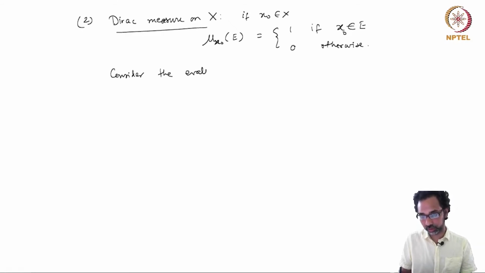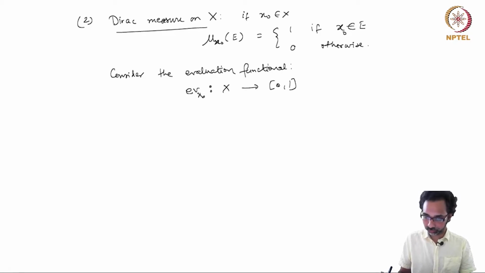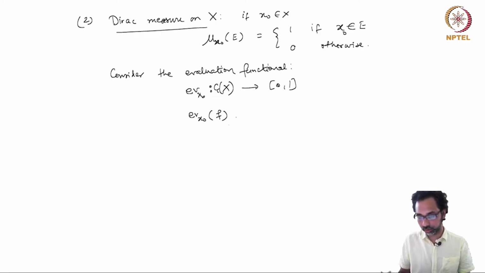the evaluation functional, which is given by, I'll write EV_{x_0} from C_c(X) to R, and this is by definition, if you apply it to a continuous function with compact support, then by definition this is f(x_0). So this is why it's called evaluation, because it's evaluating the function f at the point x_0.